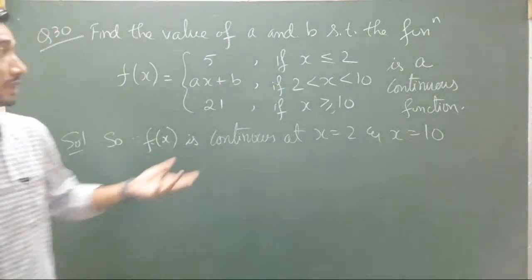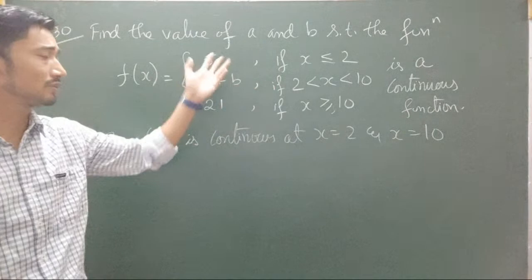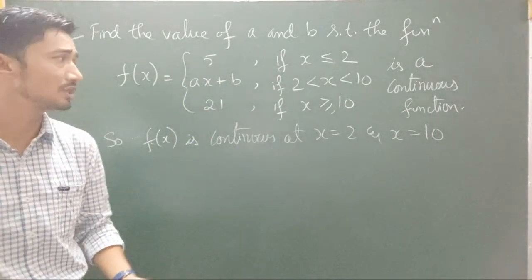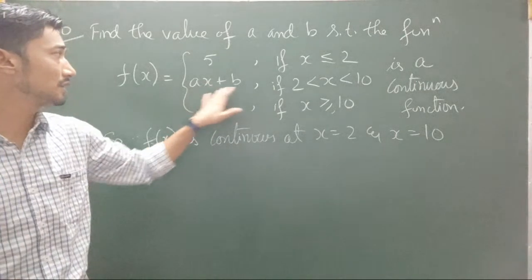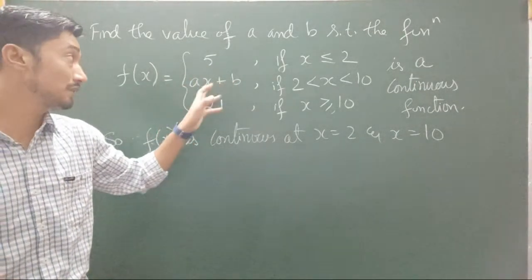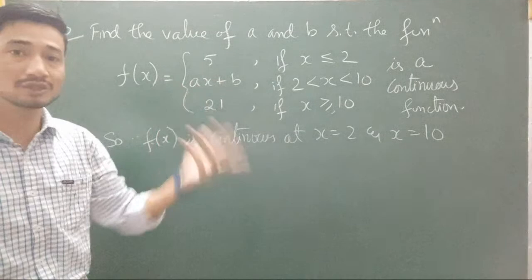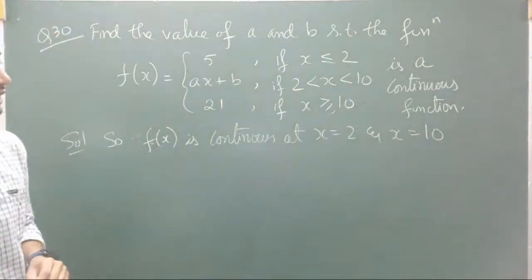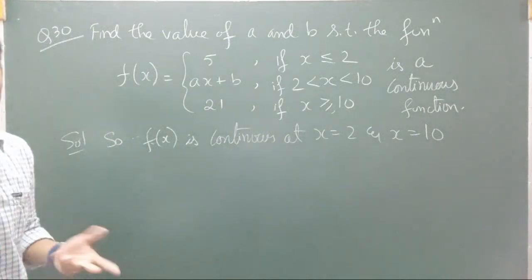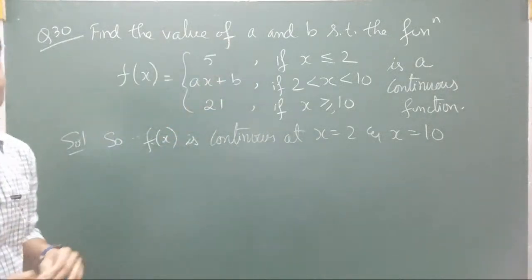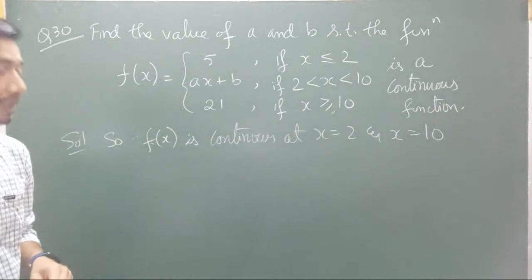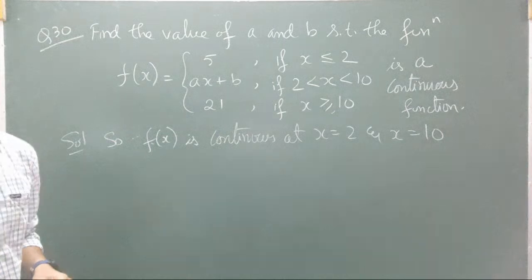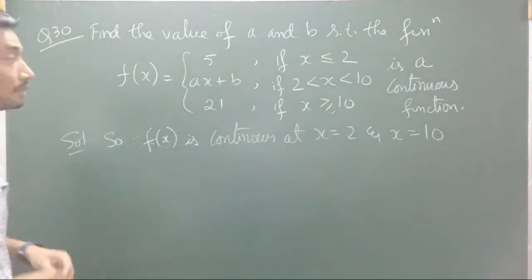Because for any value x less than 2, that is 5, a constant function, continuous. Greater than 10, 21, a constant function, continuous. Between 2 and 10, this is the function that represents a polynomial function. So the function is continuous only. So we need points. So f of x is definitely continuous at x equal to 2 and 10 also, because it says it is already a continuous function. So with the help of that, let's get some equations and find out the values of a and b.